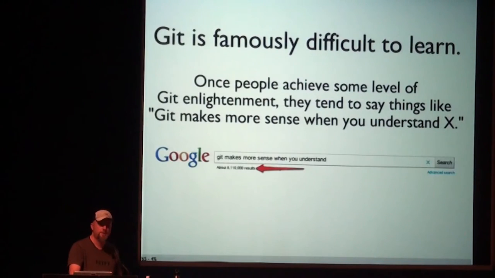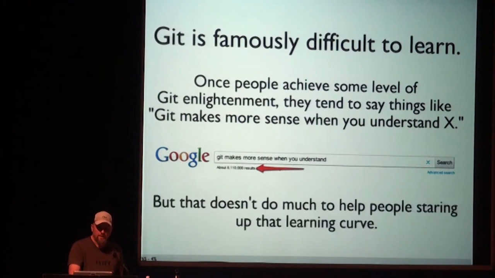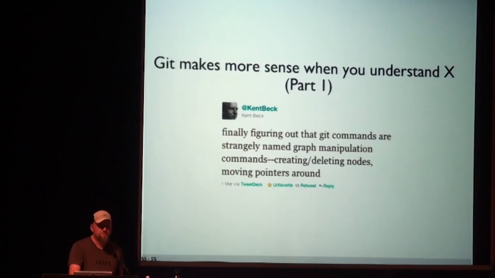Git makes more sense when you understand X. I did a quick search for that and came up with 8 million results. This was one of my favorite ones. This was Kent Beck earlier this year, finally figuring out that Git commands were doing graph manipulation stuff. And I thought this was awesome for two reasons. One, because it was a great example of this statement of the form, Git makes much more sense when you understand X. And two, because I've read several of Kent's books, and he's great, and it just flabbergasted me that I had understood something before he did. And that was really cool.